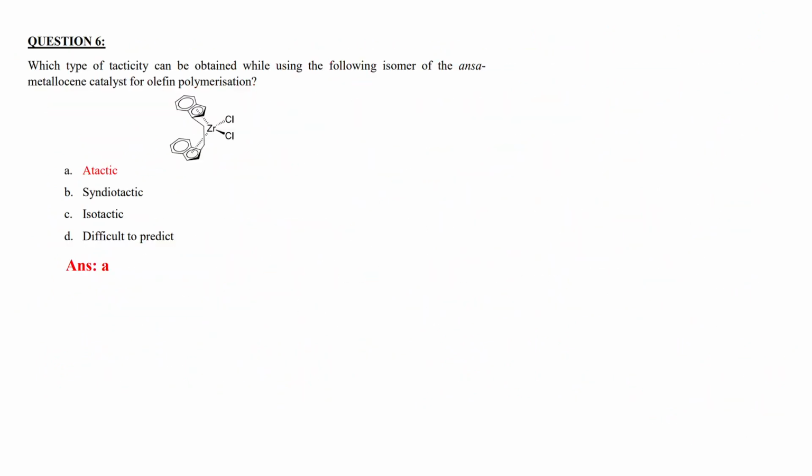Now the following questions are based on this itself. So again, here it is. That sigma plane is different, right? It is a meso compound, so it is not chiral. So you would end up with chain-end control.